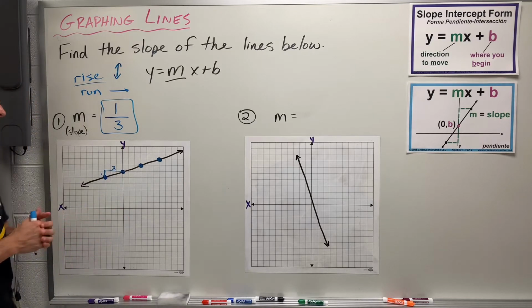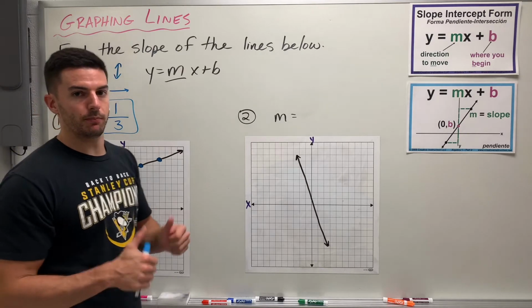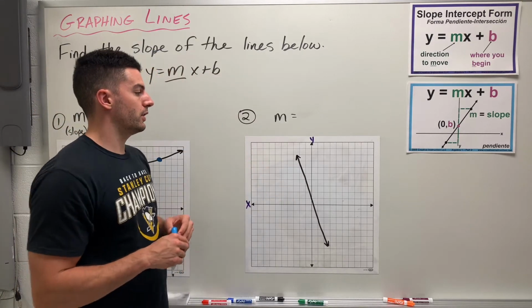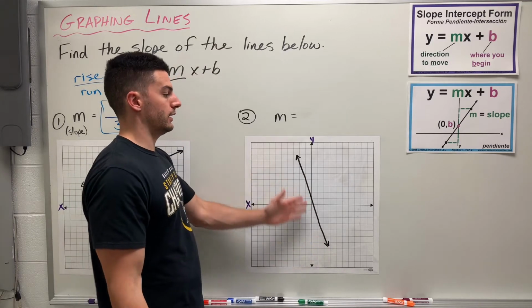And that's it. Once you highlight that or find that, you are done with this type of problem. Great. Let's move on to number two. Again, same thing, find the slope of this. And on this one too, it doesn't give us highlighted points.